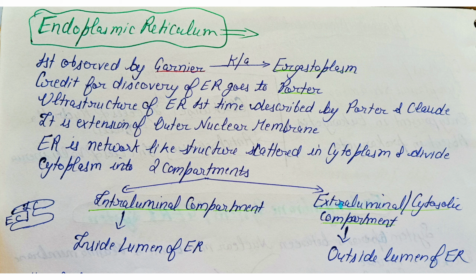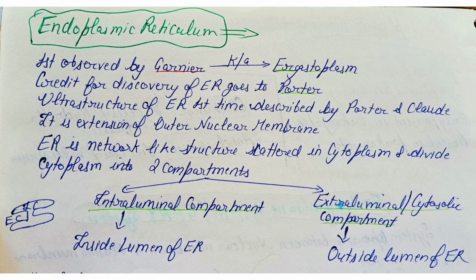The endoplasmic reticulum was first observed by Garnier, who called it ergastoplasm. But the main credit for the discovery of ER goes to Porter. It was Porter and Claude who first observed the ultrastructure of endoplasmic reticulum. Endoplasmic reticulum is the extension of the nuclear membrane.